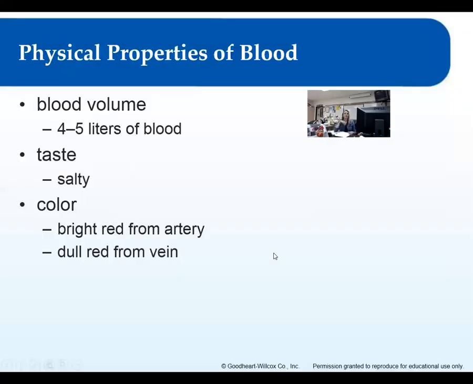The physical properties of blood. So what it looks like, tastes like, etc. Volume of blood. For the most part, most people have 4 to 5 liters of blood at any given time. Now, this does depend on the size of the person, muscle mass. Pregnancy almost doubles the amount of blood supply in the body. Muscle mass, size, activity level, all those things can change this somewhat. But total blood is usually about 8% of your total body weight.